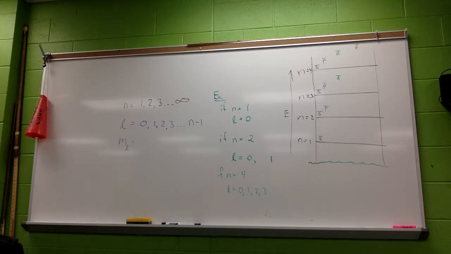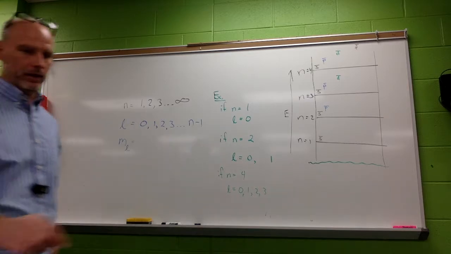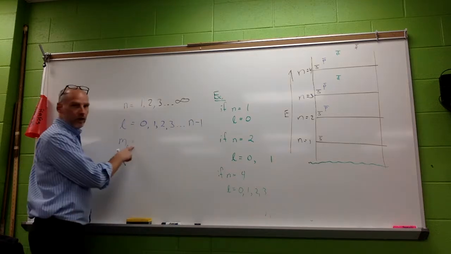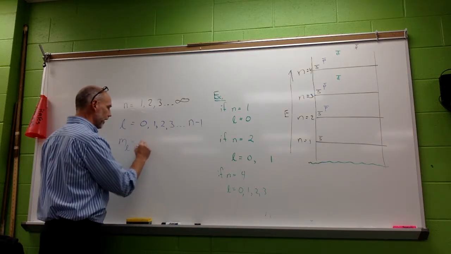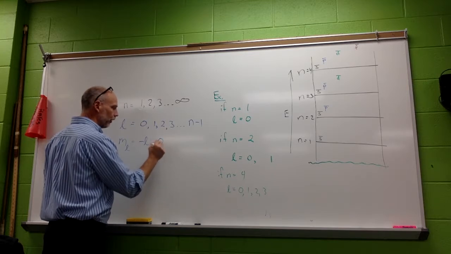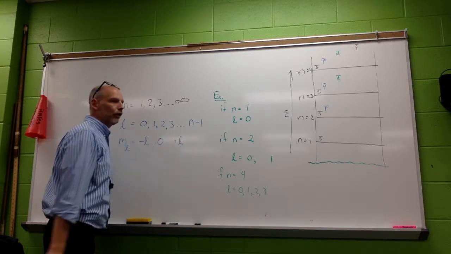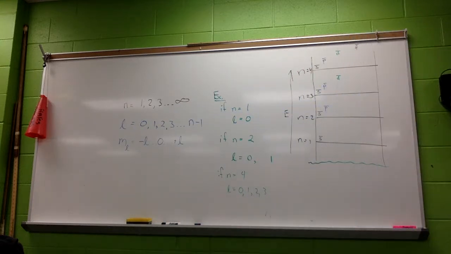So where I'm going with this is each sublevel has more than one orbital, and those are aligned variously about the three axes in space. The question now becomes, how many are there? Here's how this is determined. The possible values for m sub L, or the magnetic quantum number, are negative L through 0 up to and including positive L. So this brings all kinds of fun into the story.